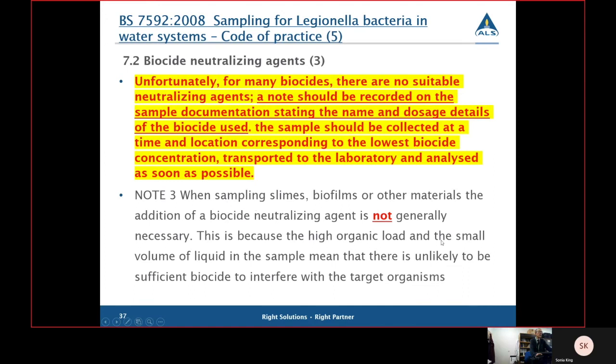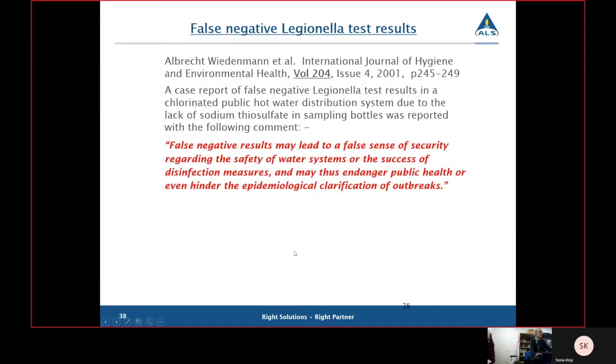But when you're sampling slimes and biofilms, a neutralizing agent is not generally necessary because of the high organic load. It will neutralize it. There's a quick paper here that, in other words, if you do not add the right preservative or miss it, false negative results can lead to a false sense of security.